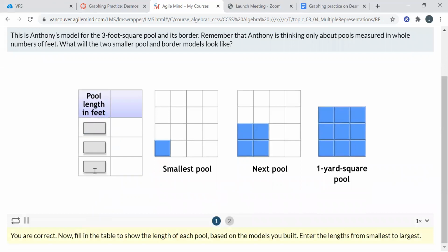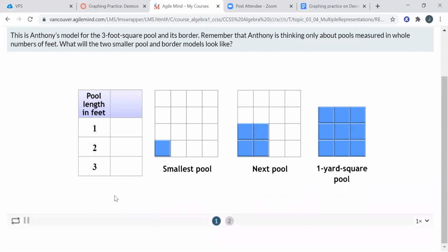Now fill the table to show the area of each pool based on the sides you built. So this one is only 1 foot on each side, in this case, 1 square foot. This one is 2 feet on each side, 4 square feet. And this one right here is 3 feet on each side. That's 9 of these little squares, 9 square feet. Great job.